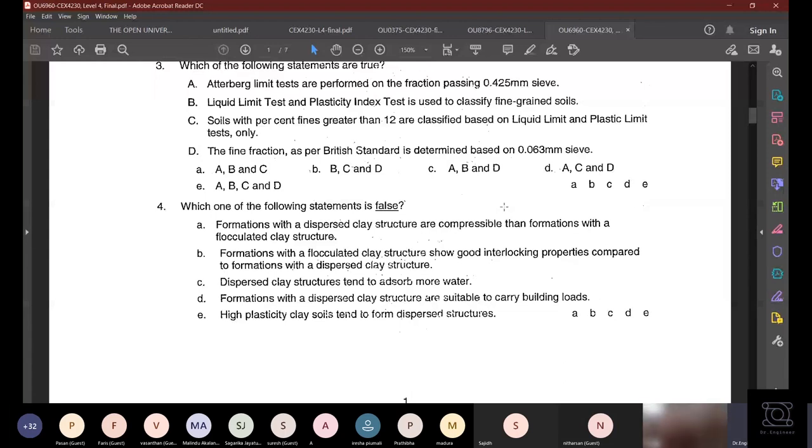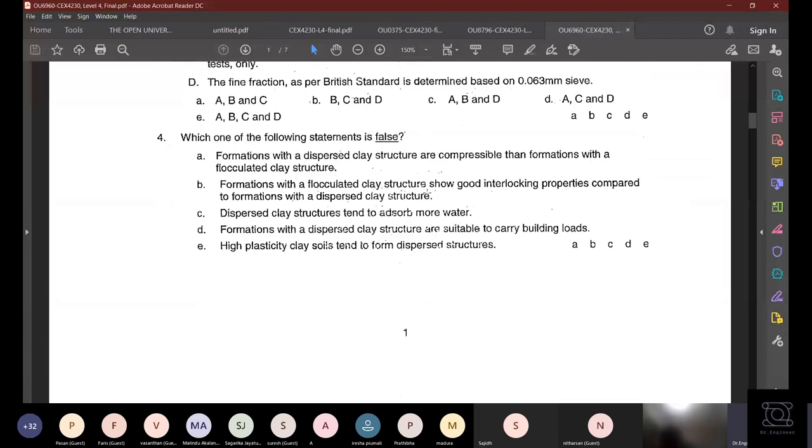When it comes to question number 4, to get more idea about this dispersed clay structure and flocculated clay structure, if you want to know more, please Google it. You can find out details about that. The false statement here is that formations with dispersed clay structure are suitable to carry building loads, right? I think that is the false statement, right?